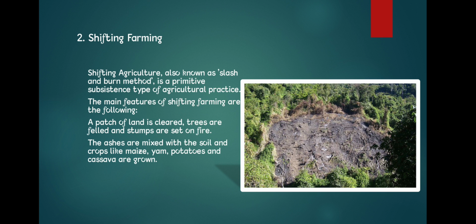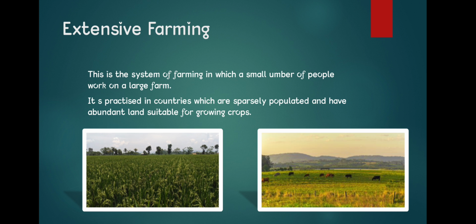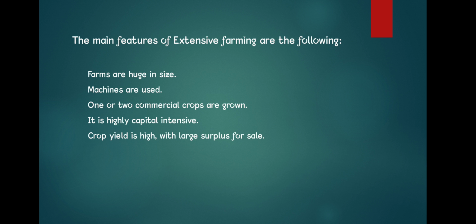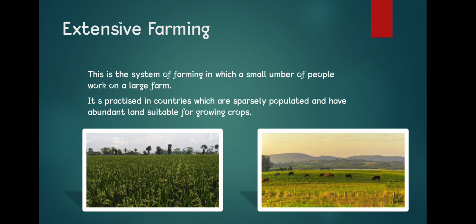Clear with this? And now we are going to extensive farming. This is the system of farming in which a small number of people work a large farm. This is considered extensive farming. In the next class I am going to discuss extensive farming.